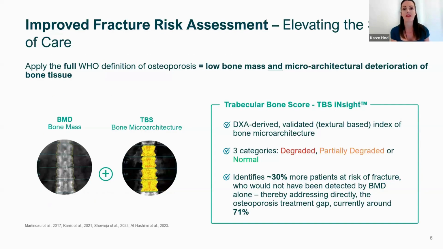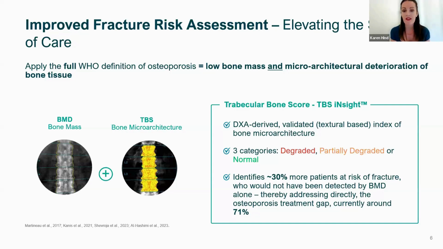So how can we improve fracture risk assessment? By elevating the standard of care. The answer is to apply the full World Health Organization definition of osteoporosis, which is applying both an assessment of low bone mass and microarchitectural deterioration. And we can do that all within the same DEXA scan. So we can acquire our measurement of BMD, and at the same time, we can also acquire a measure of bone microarchitecture by applying the method of Trabecular Bone Score, TBS. And this is, as I've mentioned, DEXA-derived. It's a validated measure which has been around many years now, over a decade, I believe. And it's based on a textural assessment of the bone of the image.